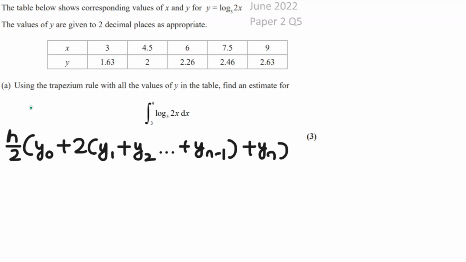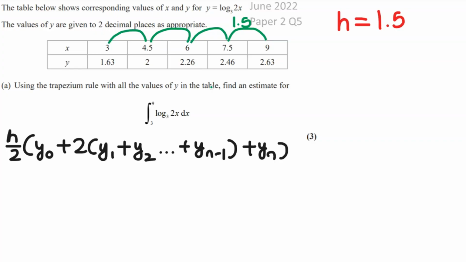Okay, so we need to use the formula for the trapezium rule here. So we need to find the value of h and the values of y here. Well, let's start with h. This is the thickness of the trapeziums, and you can see from 3 to 4.5, and then 4.5 to 6, 6 to 7.5, and 7.5 to 9, they have a constant difference of 1.5, which is the thickness of the trapeziums. So therefore h is equal to 1.5.